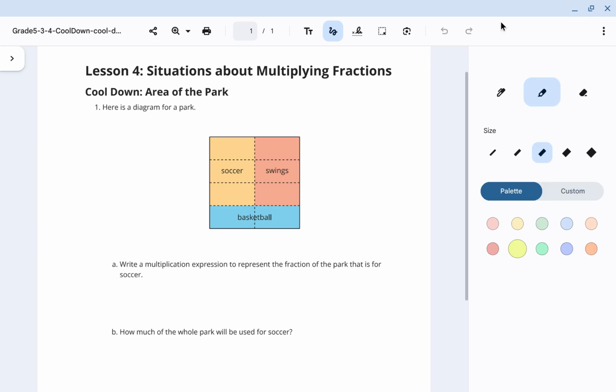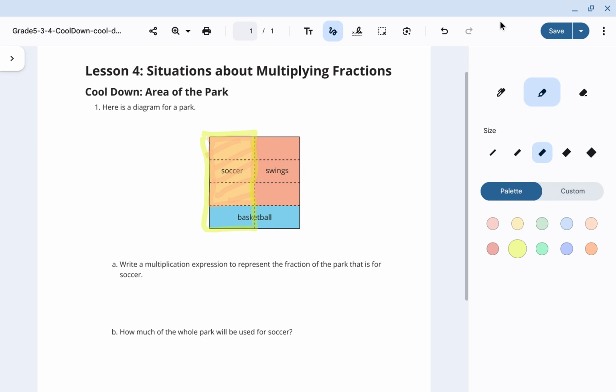Part A asks us to write a multiplication expression to represent the fraction of the park that is for soccer. The first thing I notice is that soccer is the yellow section, almost kind of an orange section, isn't it? Soccer is this particular section right here. Another thing I notice is that soccer is in this half of the park. If I were giving directions for how to get to soccer, I would say that it is in the left half of the park.